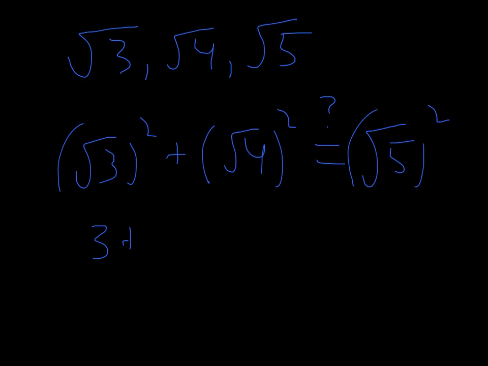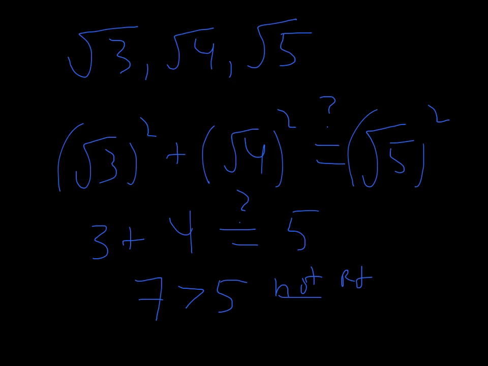Square root of 3 squared is 3. Square root of 4 squared is 4. Square root of 5 squared is 5. Okay, so here 7 is bigger than 5. So we know it's not a right triangle. That means it must be either acute or obtuse.